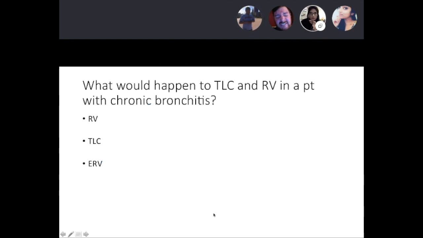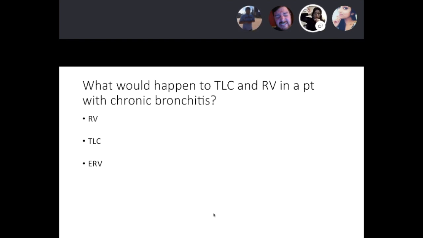Alrighty, so a quick question: what would happen to the total lung capacity and the residual volume in a patient with chronic bronchitis? Sorry, I meant to mention this first, but I think we're quite familiar that chronic bronchitis is representative of what lung disease? Obstructive? Yeah, exactly. And can you guys name a couple more that fall under the obstructive lung diseases? Emphysema and asthma. And one more? Bronchiectasis. Exactly. Good job.